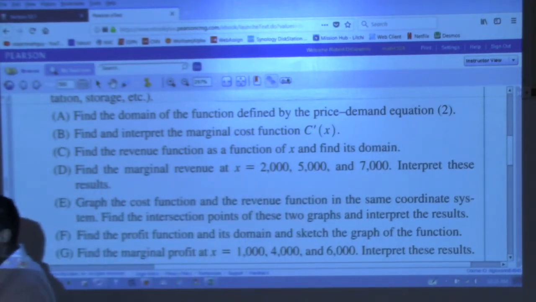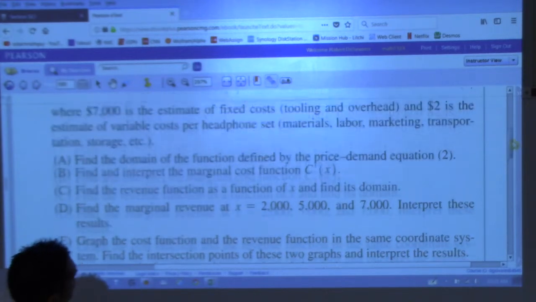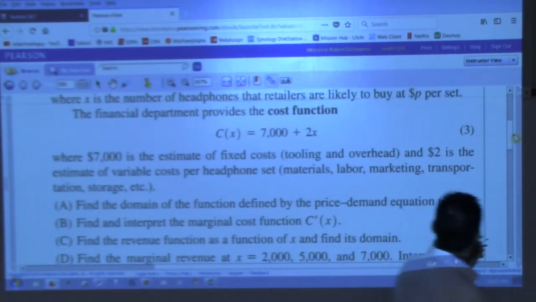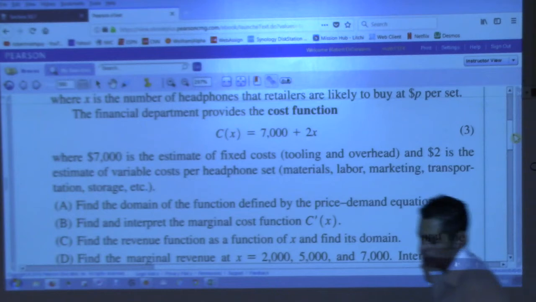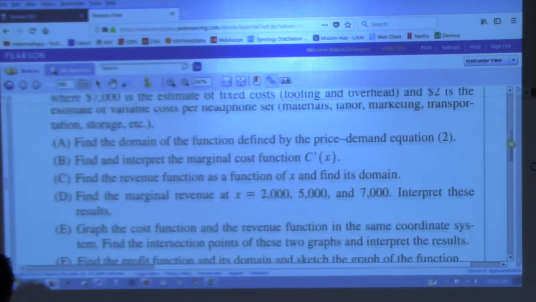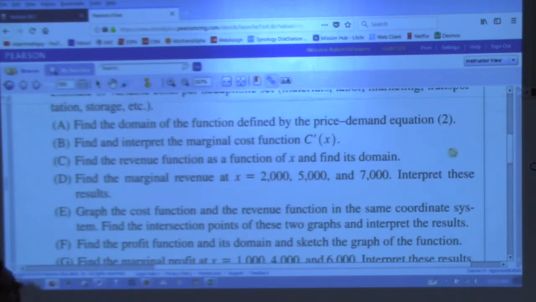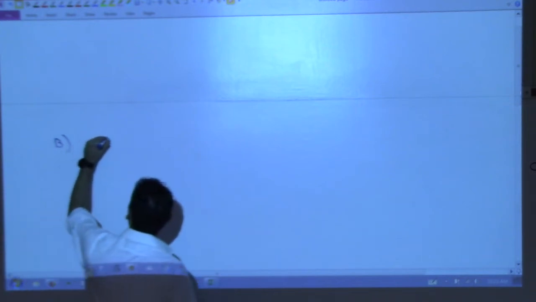All right, so we were given the cost function already, weren't we? Maybe I should have written it down. Let me write it down on the side over here for us. It's a pretty simple cost function, isn't it? Part B. Find and interpret the marginal cost function. So for part B, what is it that they want us to do? Find the derivative. Okay, and then explain what it means.